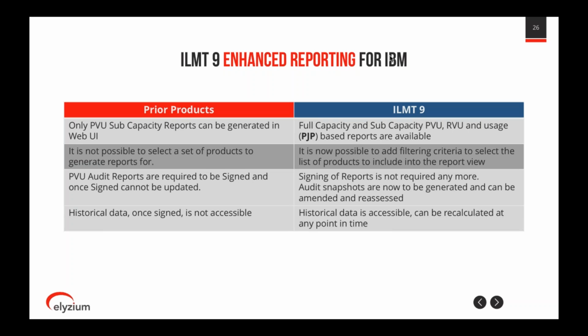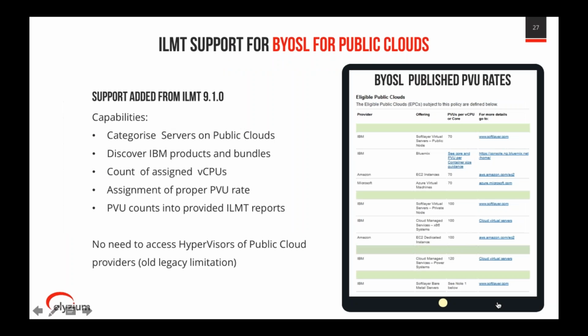Once the historical data was gone and once it was signed, you could no longer access it, whereas now the historical data is accessible and can also be recalculated. What I mean by that is if you discover a product was classified as the wrong one, as soon as you fix it, it will go back in time and actually fix that for you as well. So it's far more flexible, much easier to use, and also extremely reliable.